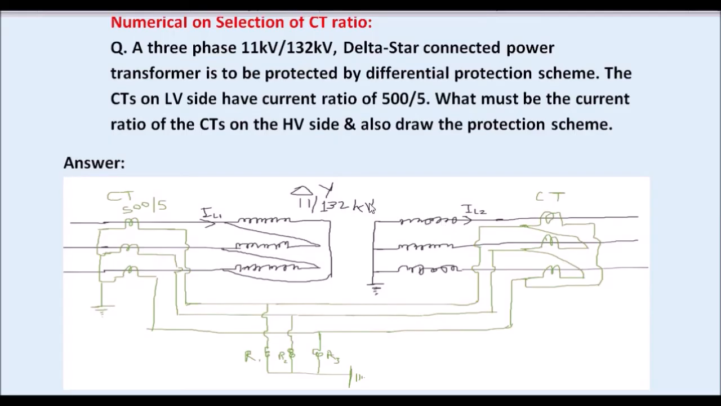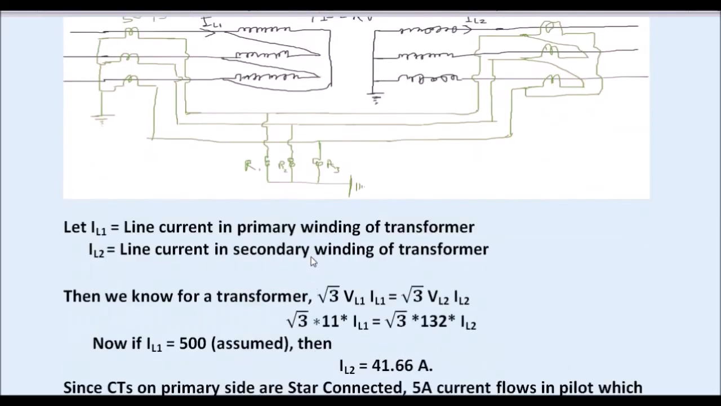So we know that for any power transformer, if losses are ignored, then input power is equal to output power. So input power can be represented as root 3 VL1 IL1, and is equal to output power, root 3 VL2 IL2. So root 3 into 11 kV IL1 is equal to root 3 into 132 kV into IL2.